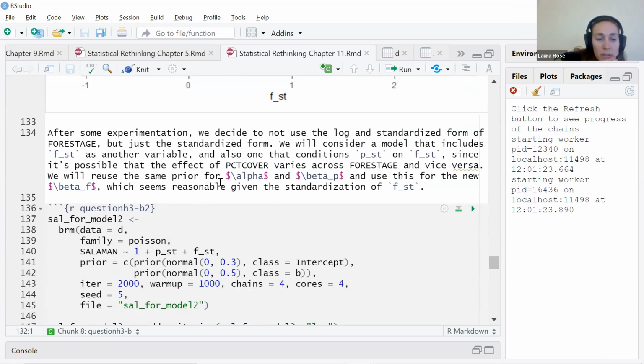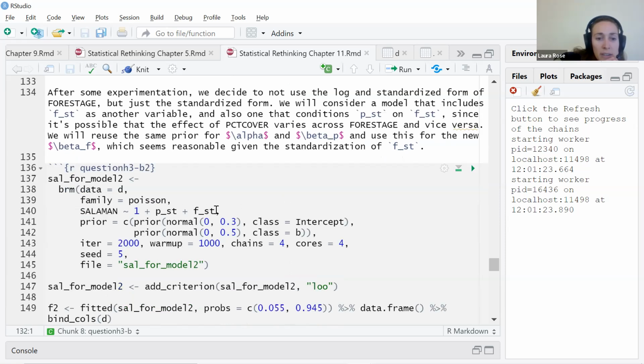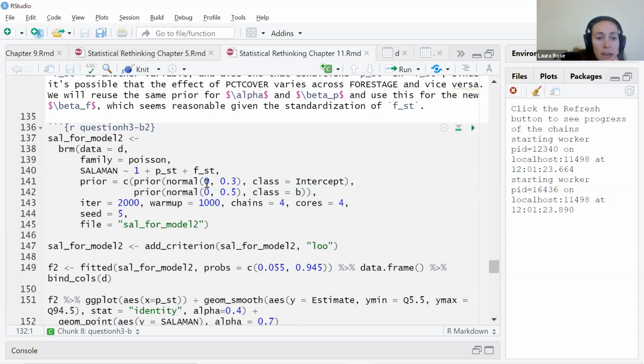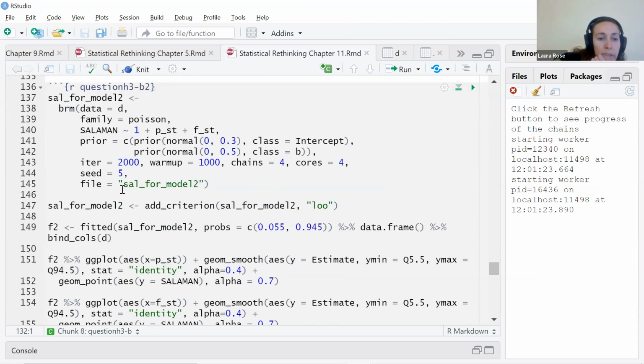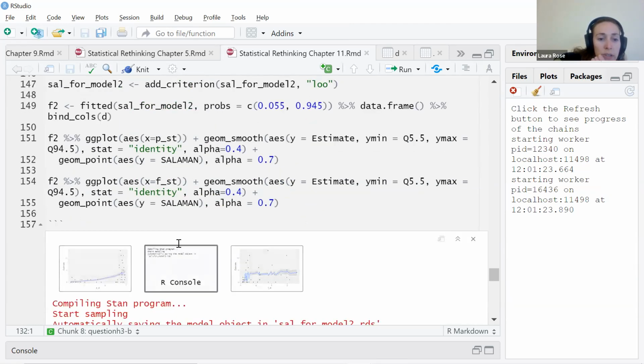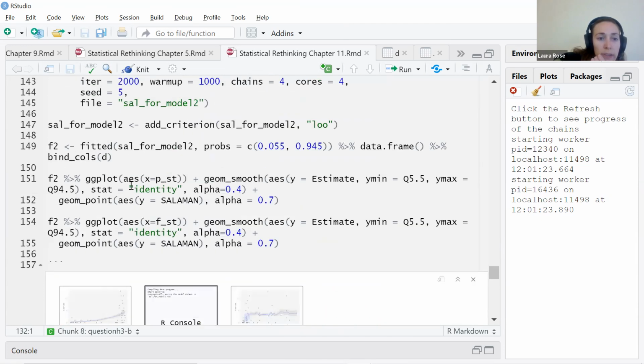So yeah, I'm going to start out by doing a standard Poisson regression with the forest standardization added, just using the same prior. I figured it's weakly informative. This one, I don't think I printed that.